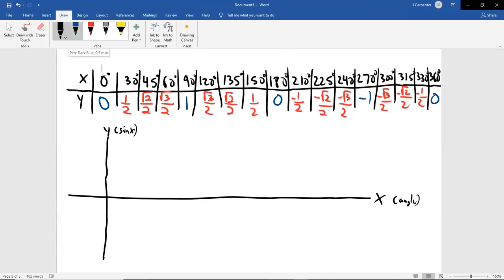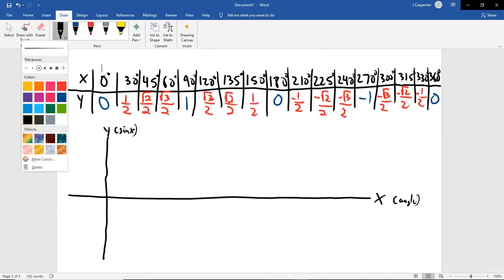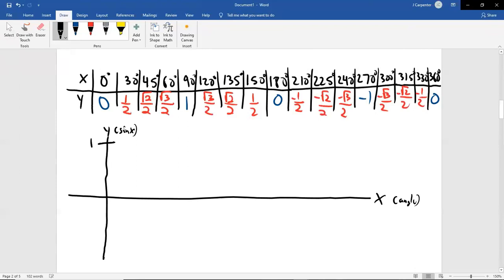So let me make the highest height of this a 1. Let me try and make this the same distance. I've never had to do this with my tablet yet, so I'm hoping I can do this as best as possible. Let's try and get a good division of this by saying, all right, the 360 degrees is the largest we're going to go, so let's make this 360 degrees.